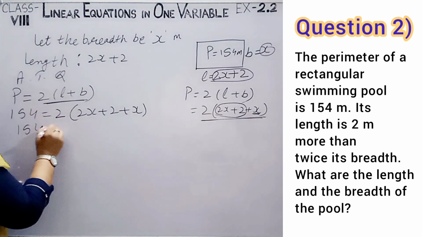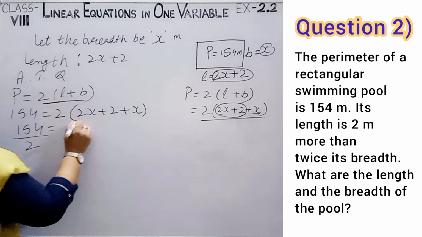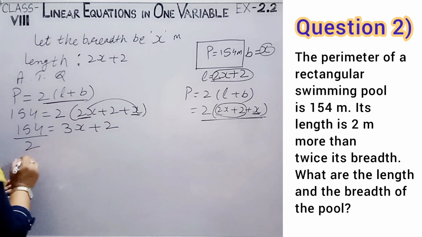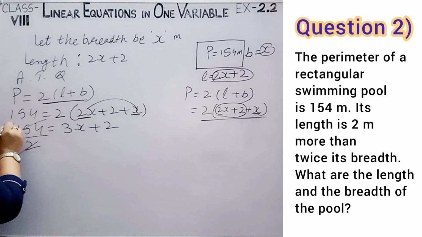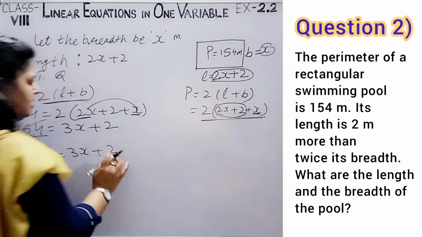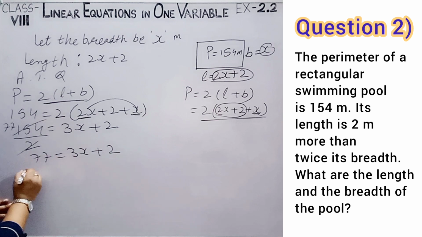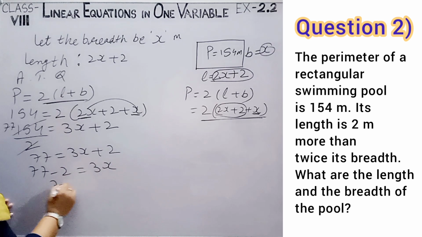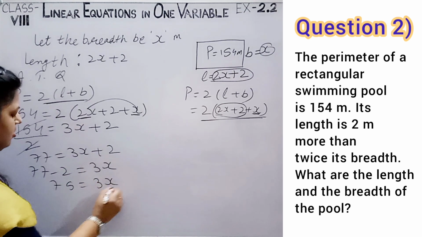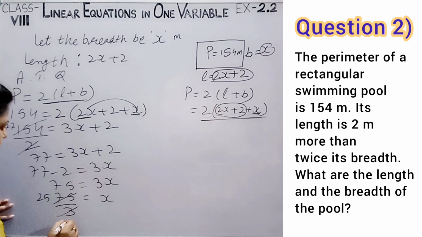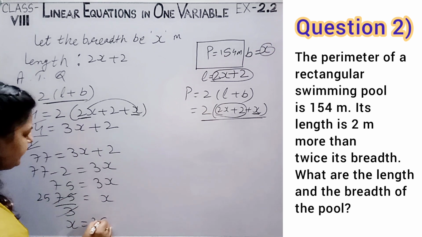Now transposing. 2x and x, this is 3x plus 2, cancel out. Now 77 equals 3x plus 2. Now transpose again. 2 will go from right to left. 77 minus 2 equals 3x. 75 equals 3x. Now x equals 75 upon 3. 3 5s are 15, so it means x equals 25.